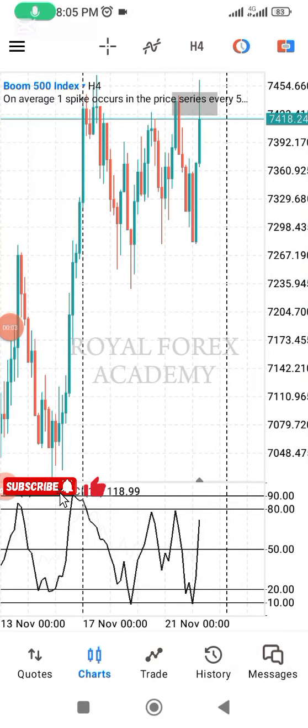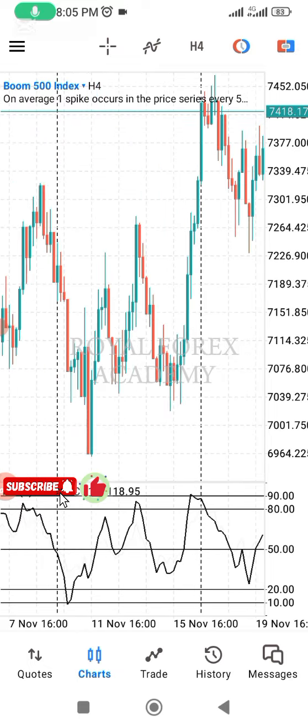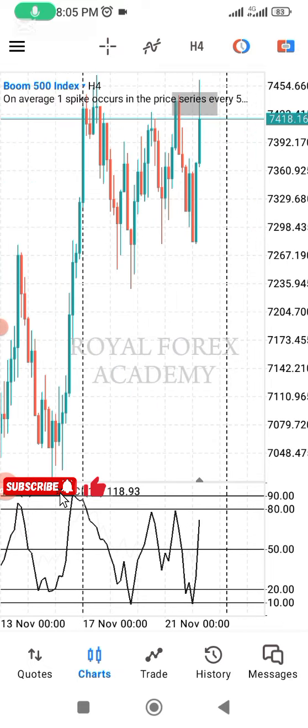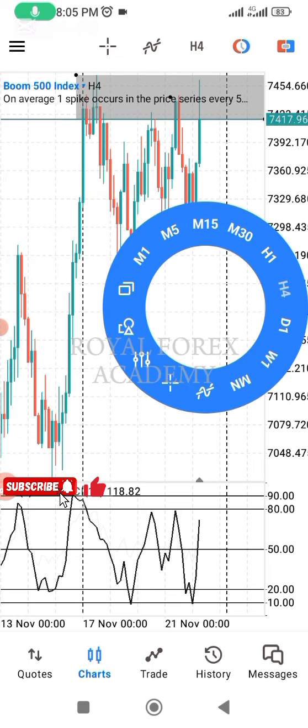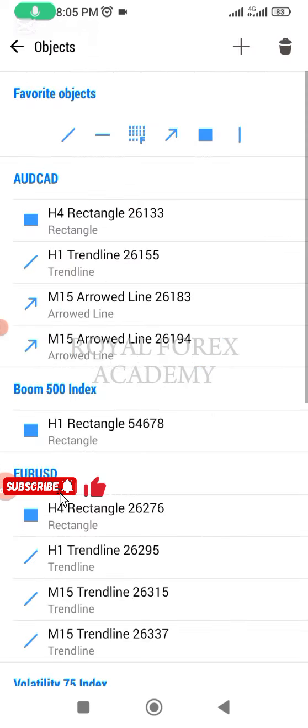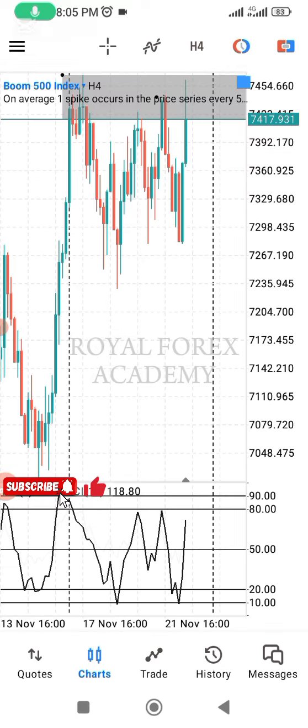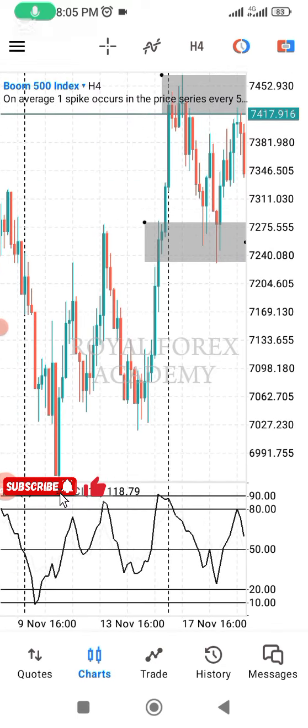Hi, now here we are having a typical live analysis. This is Boom 500 and I'll be marking my area of support and my area of resistance. So here is my resistance zone. On H4 time frame, price has retested that particular zone more than once.